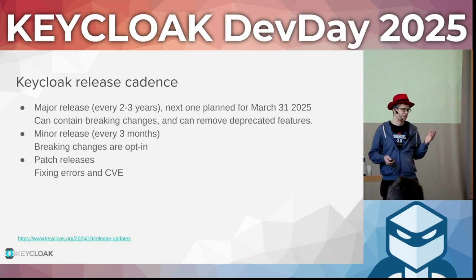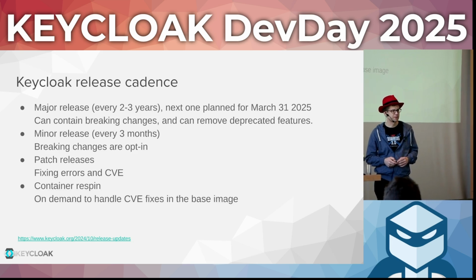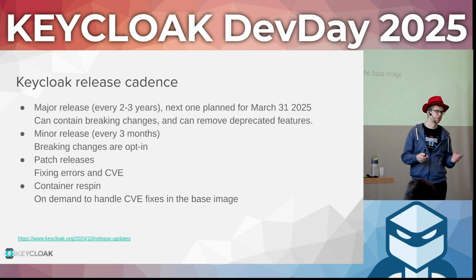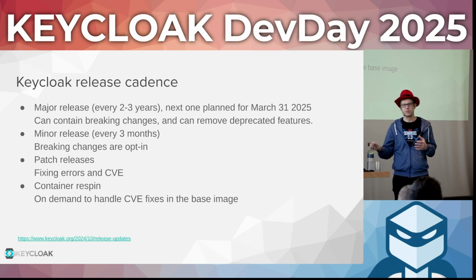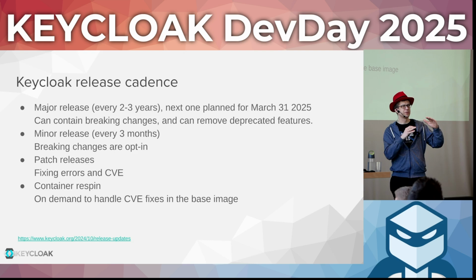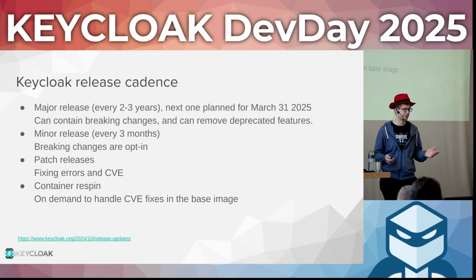Then there are patch releases, fixing errors and CVEs, as I said, maybe on average every 2 weeks. And there's also a container respin. If you're using our container images, they're versioned by the patch release, but if there's a change in the OpenJDK or any other RPM packages on the base layers, the container is respun. Hopefully that's the right English word here. It's built with the same version of Keycloak, but with a different base layer to fix any CVEs that are maybe in the JDK or anything below the JDK on the operating system level. So that's the release cadence.